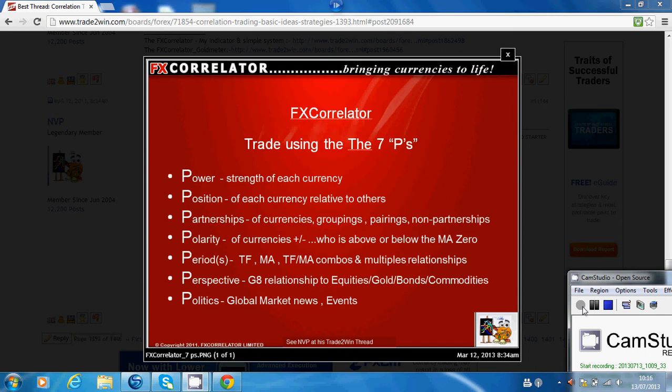The partnerships of currencies. Now, this is something I do talk about quite a bit. Historically, there have been certain currencies that tend to move together with a high percentage correlation. Easy ones, for example, like the Aussie dollar and the New Zealand dollar. That is obvious, isn't it? But there are others that are not so obvious. And as you know, if you follow my thread here, I've always tended to watch the US dollar and the yen.